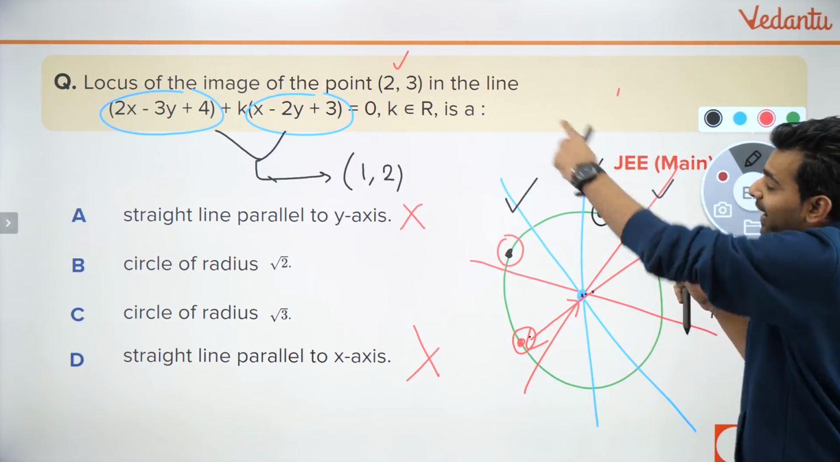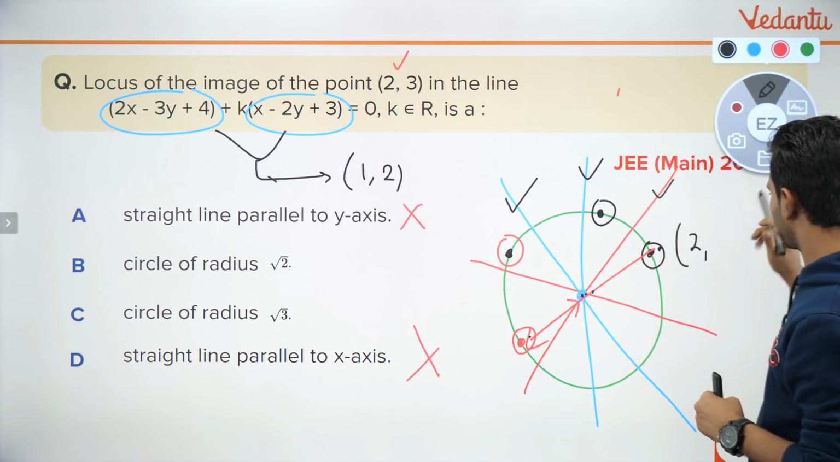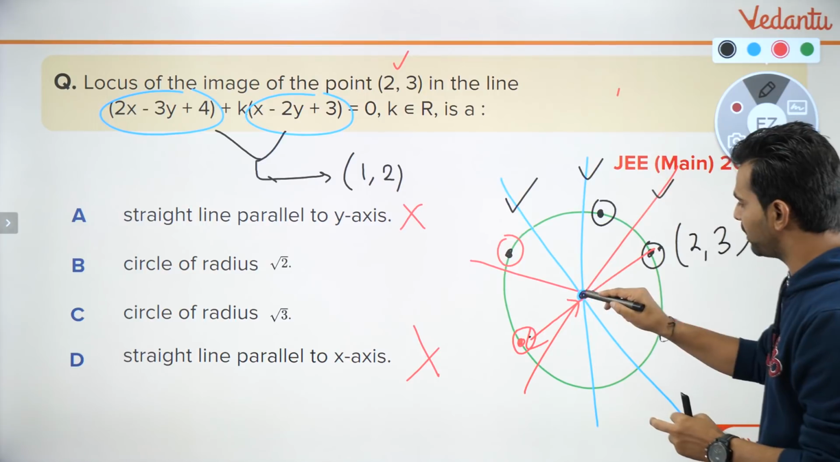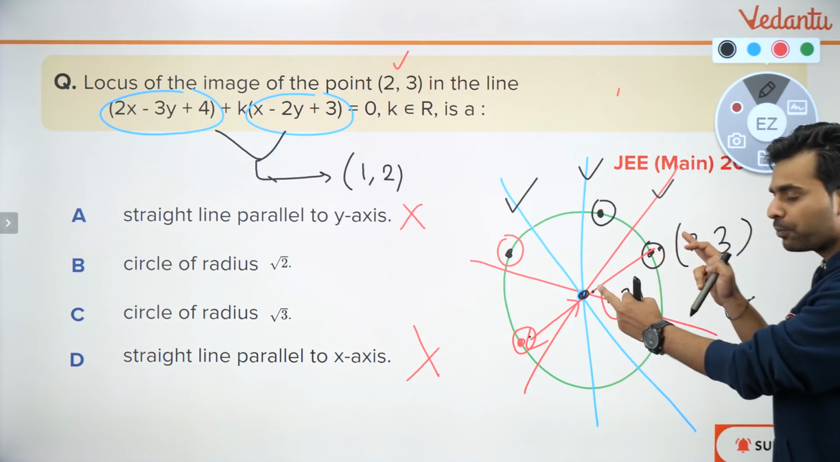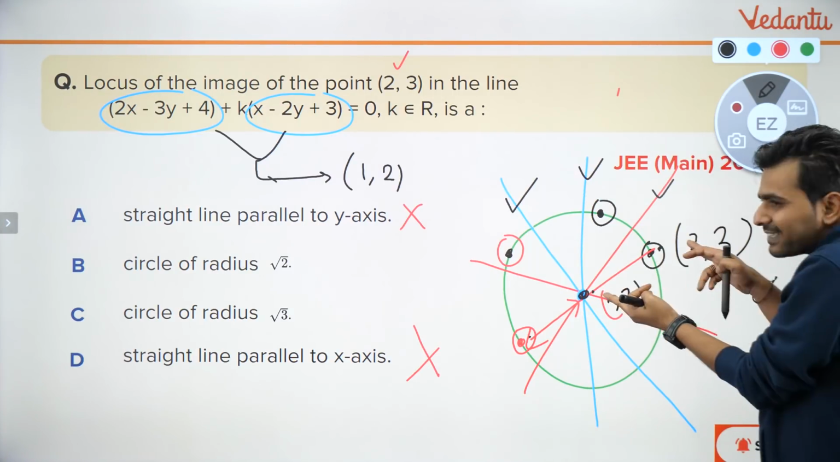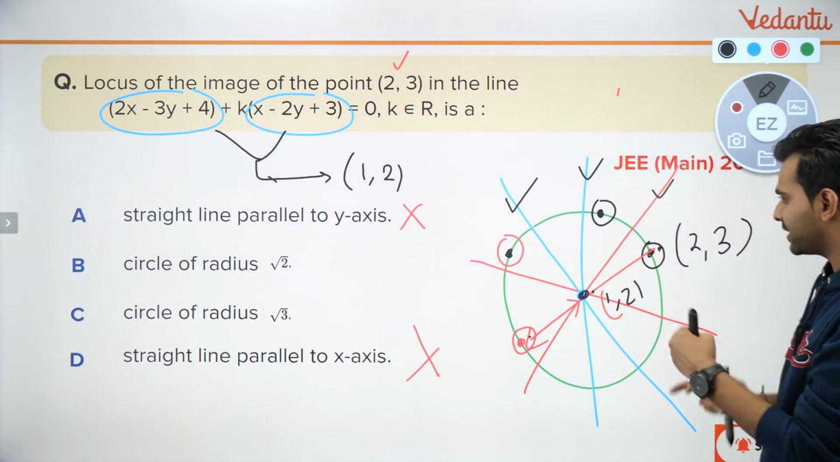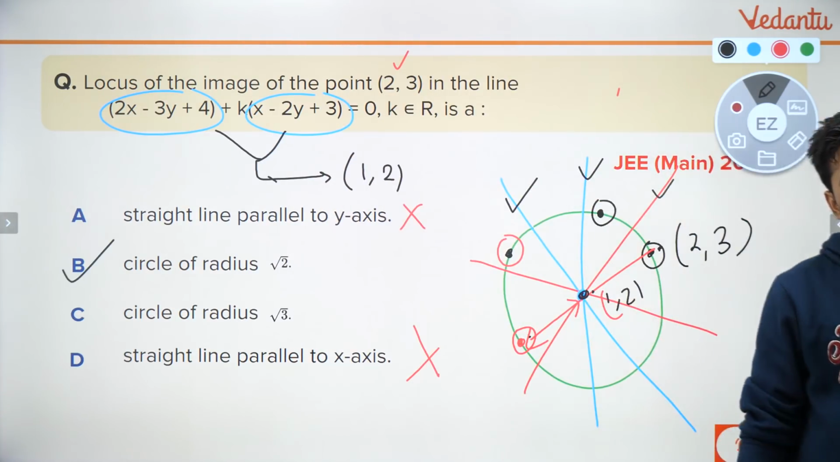That is nothing but, here this point is (2, 3) in the problem, and this point is (1, 2) in the problem. So what is the distance between these 2 points? That will be the radius of the upcoming locus, right? Let's find it out. It is under root 2. That means B is my answer, circle of radius under root 2.